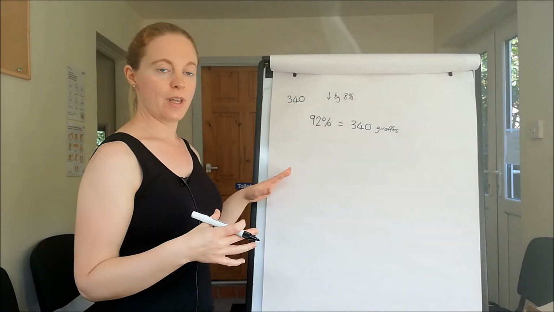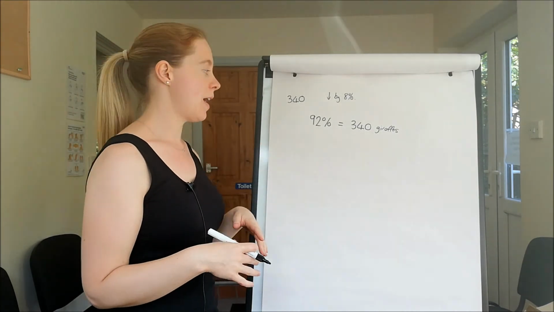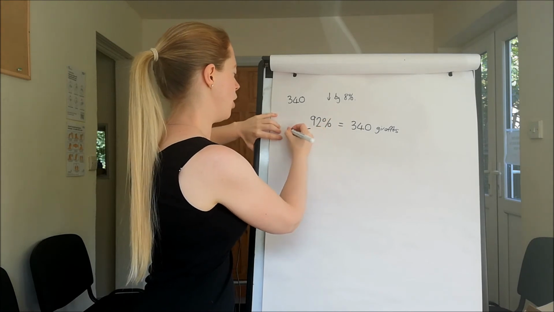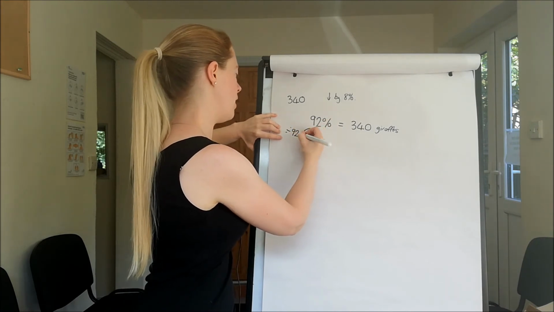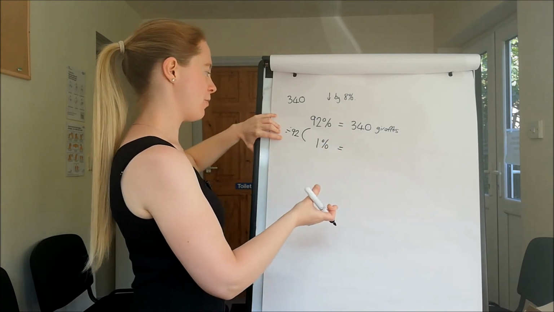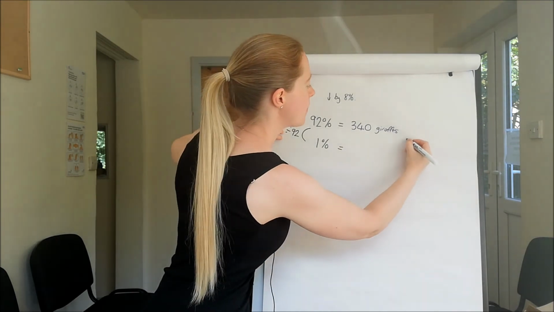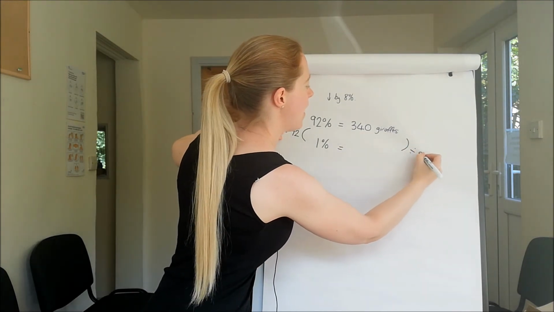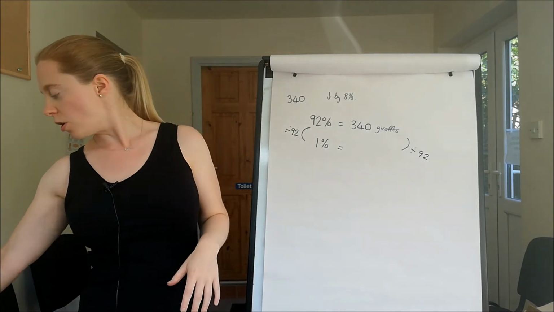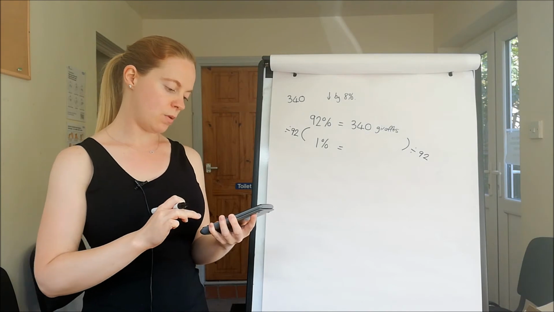Now I said we'd do this one using a calculator. The clue would be it would be on a calculator paper in your exam. So if I divide 92 by 92, that brings me all the way down to 1%. So on a calculator paper, just come down to 1%, 9 times out of 10. So I'll divide by 92 there as well, okay? So I would do 340 divided by 92.